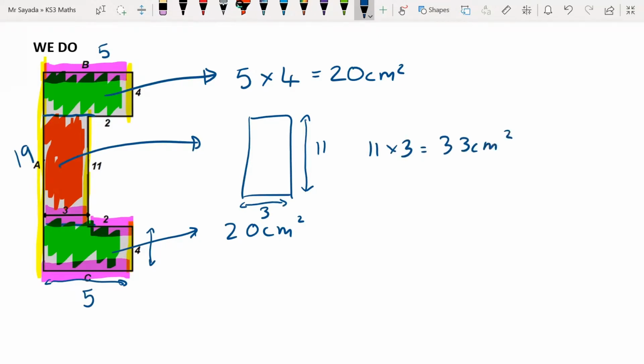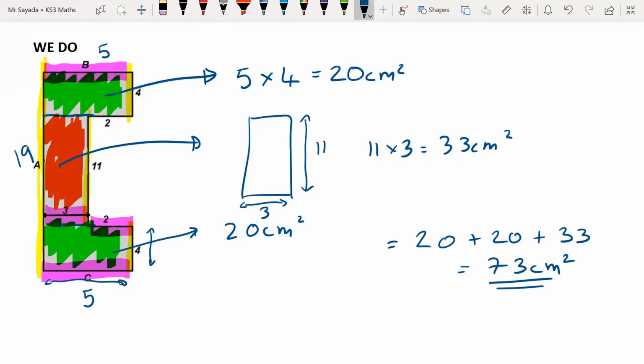What's the final step going to be? Say your answer to the video now. The final step is to add all the areas together. So we've got 20 plus 20 plus 33, which is 73 centimeters squared.